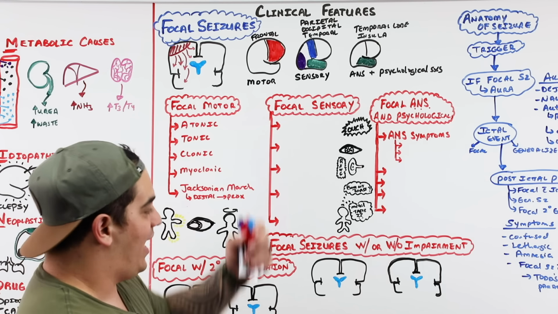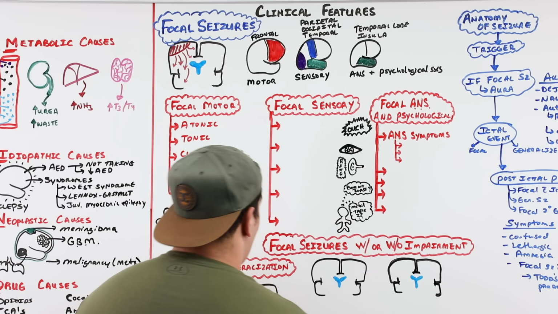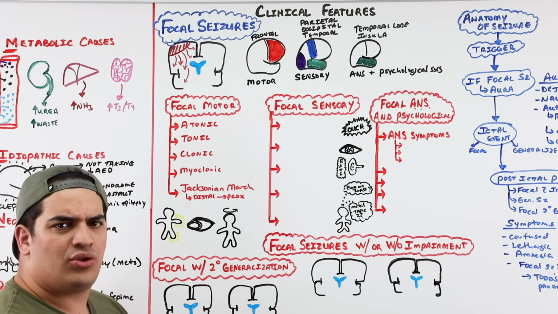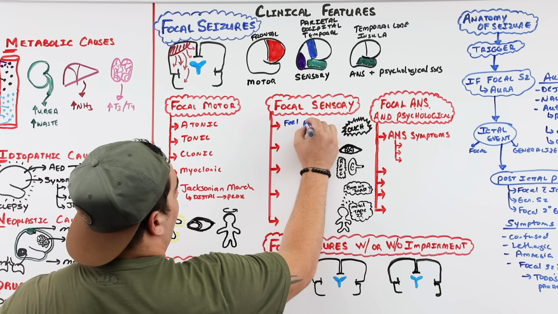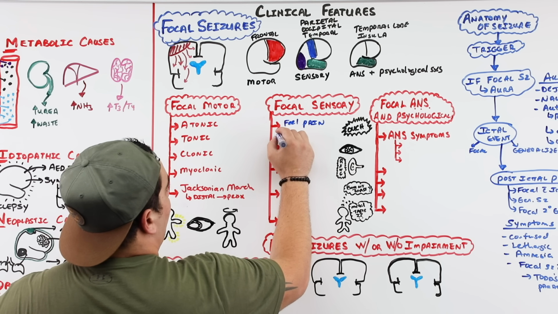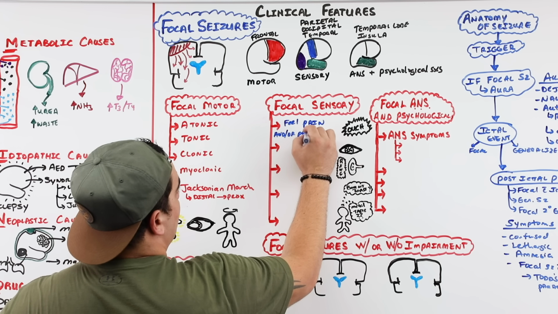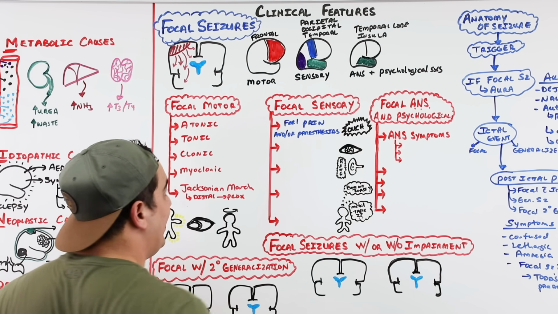Now, focal sensory, it's really straightforward. I want to go through the cortex, and we'll try to color code these things accordingly. So first one, blue, somatosensory cortex. If you're having abnormal electrical activity, you can feel abnormal sensations, so feeling pain and/or paresthesias. So kind of a pins and needles feeling.